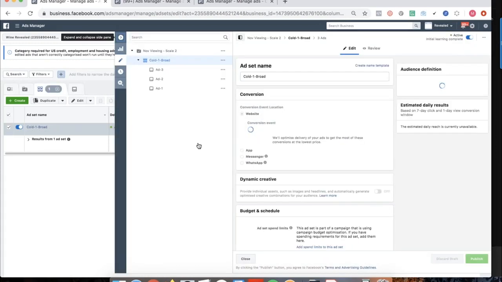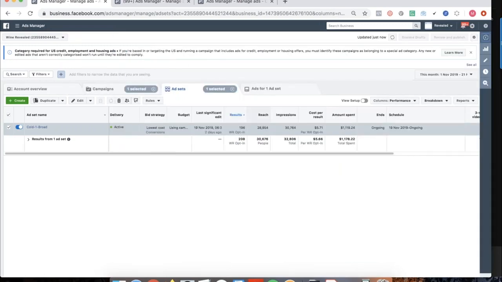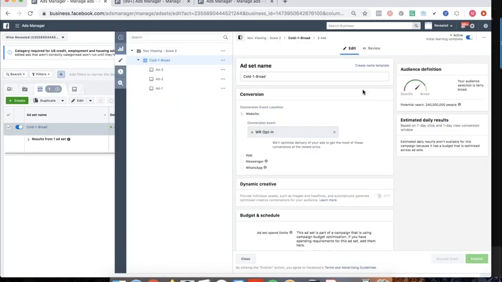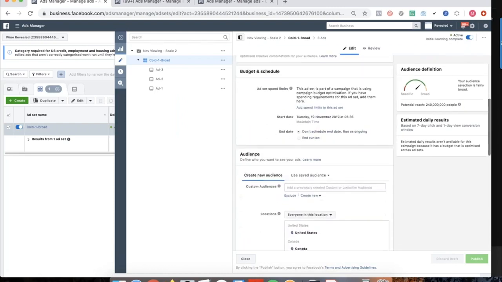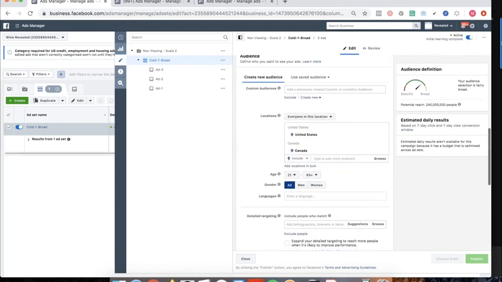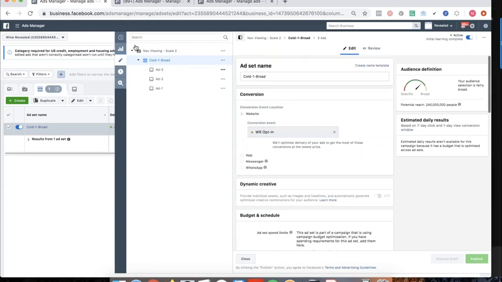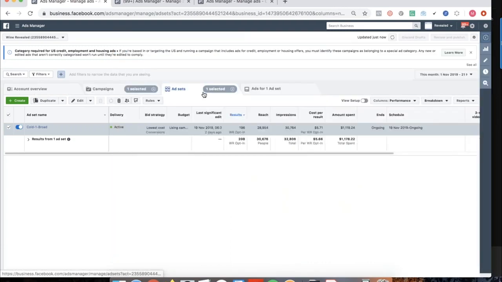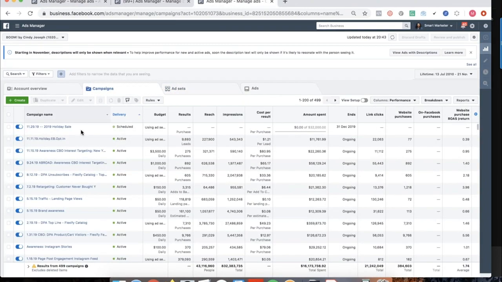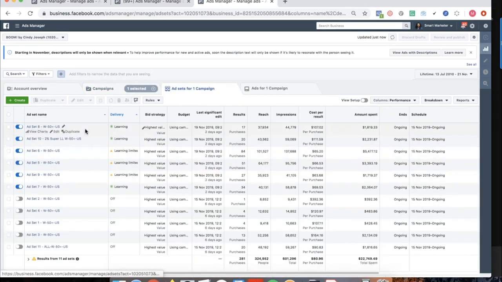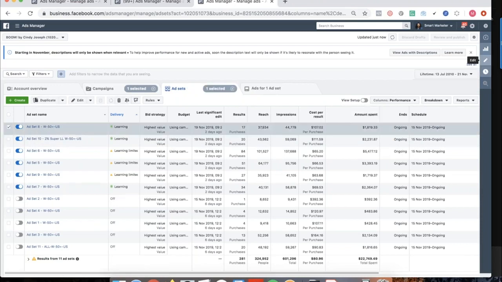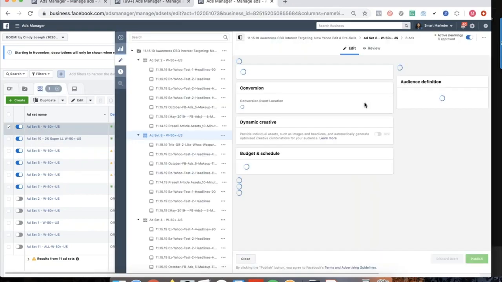But now that I've generated a few thousand events on this pixel, I decided to set up a CBO campaign with one ad set that's just targeting no one, right? So just everybody in the US and Canada within my age range. And the reason I'm able to do that is because Facebook really knows what my audience looks like based off of my pixel. And you'll see that in most of Ezra's campaigns, and in Boom's campaign here, you can see that in most of his campaigns that are built for scale, he has at least one ad set.